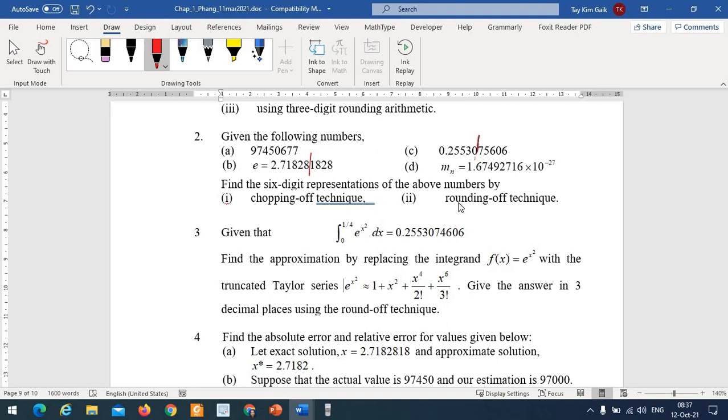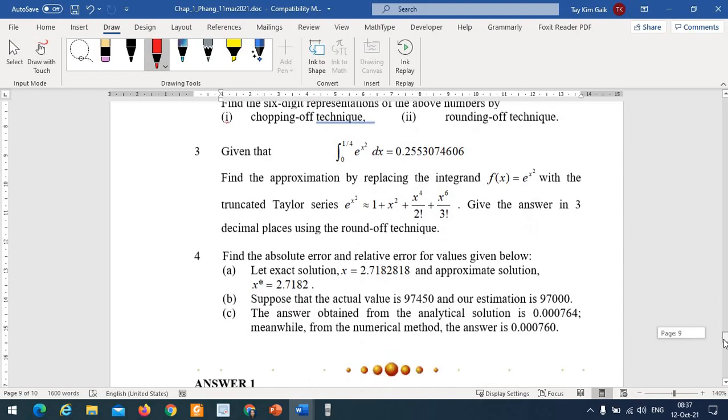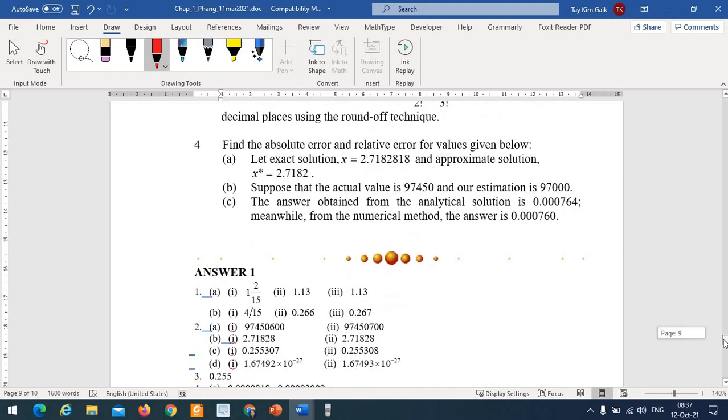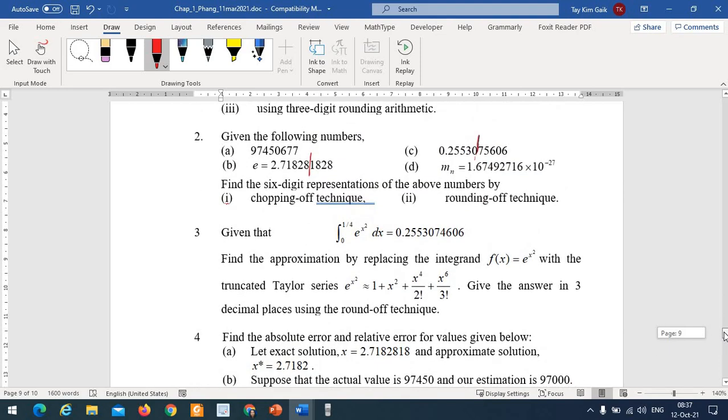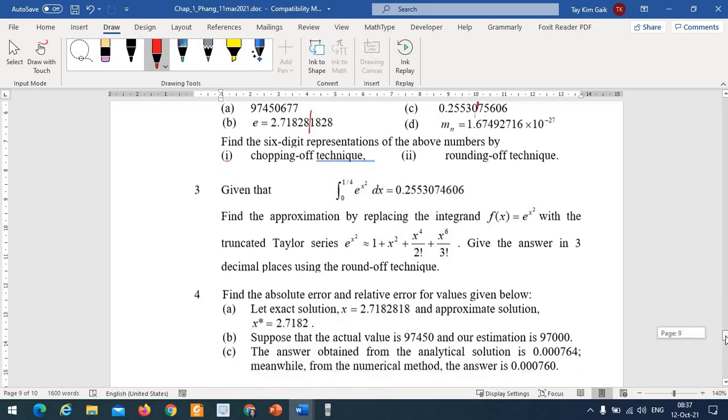So let's look at B first. 6 digits, 1, 2, 3, 4, 5, 6. So if chopping, you just throw away 1, 8, 2, 8, giving 2.787828. So chopping, you throw it, and then if round off, because 1 here is not greater than 5, you do not need to increase the last digit 8 here. So chopping and rounding, same answer.